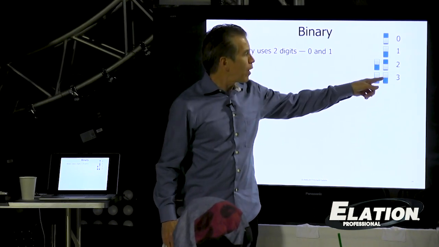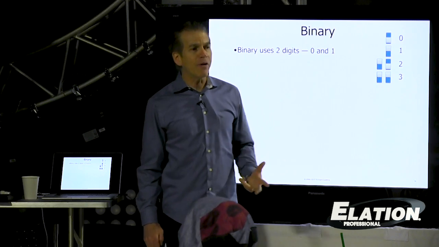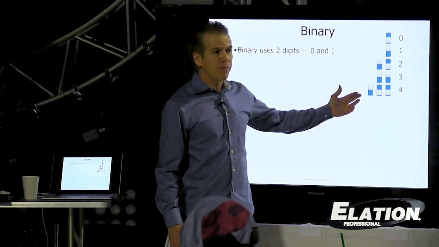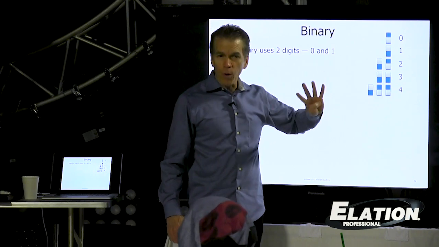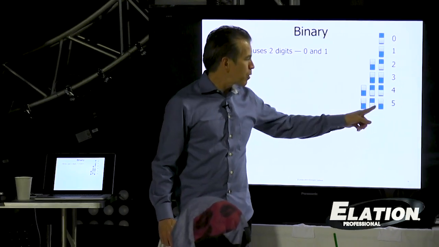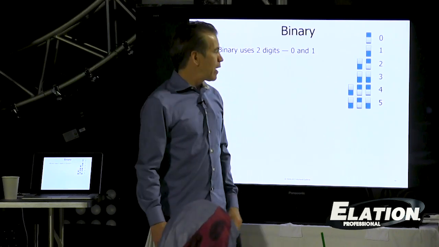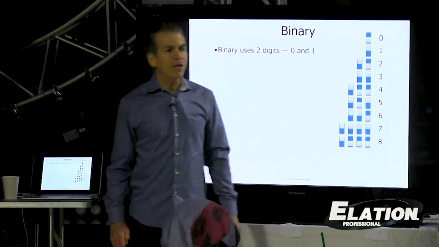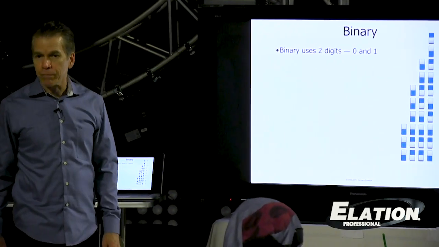Or if they were both on, that would represent the decimal number 3. Now to count higher than 3, I could add a third switch, and then this one's off, that one's off, that one's on. That means 4. And then if I turn this one on, that one off, that one on, that's decimal 5, and so on. And I could keep adding switches, and then I could count as high as I wanted to go.